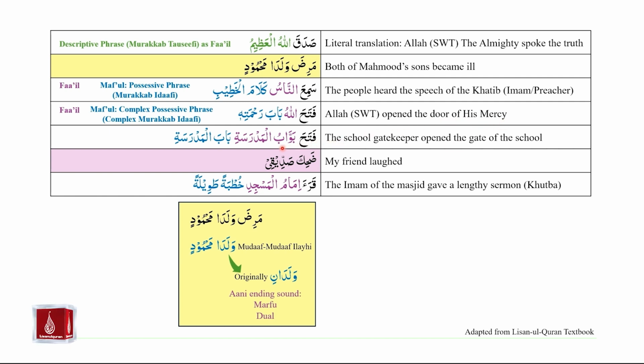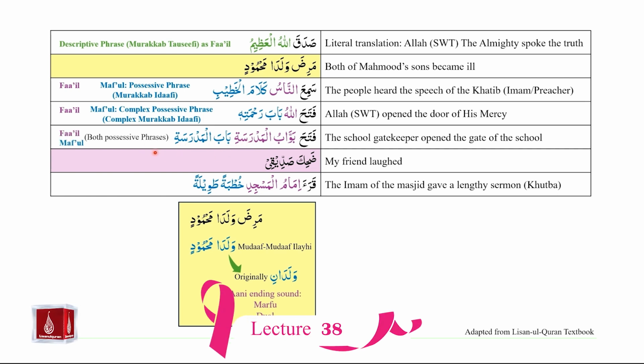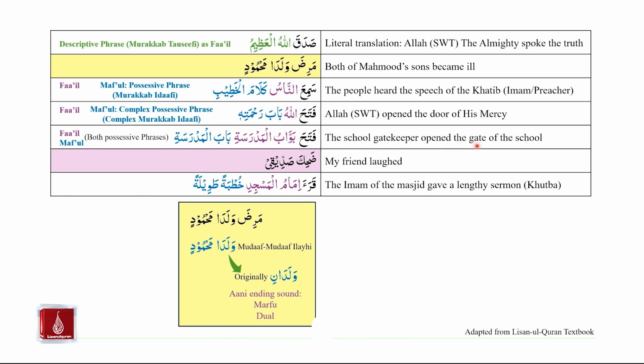Fataha bawwabul madrasati baba madrasati. In this example, we have two murakkab izafi, two possessive phrases. Bawwabul madrasati is the fa'il because the mudaf is marfu, and baba al-madrasati is maf'ul because the mudaf is mansub. The school gatekeeper opened the gate of the school. Dahika sadiqi. My friend laughed.